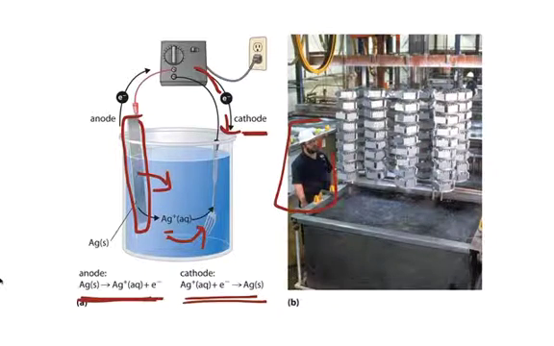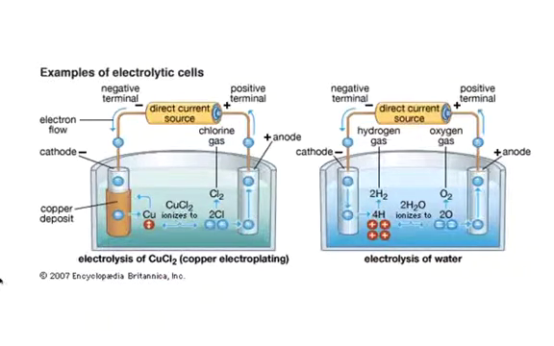And here's just a picture of me as a younger man working in the electrolysis plant, coating some things, cups, stuff in silver. I don't know what those are, cigarette holders, I guess. Anyway, so examples of electrolytic cells.